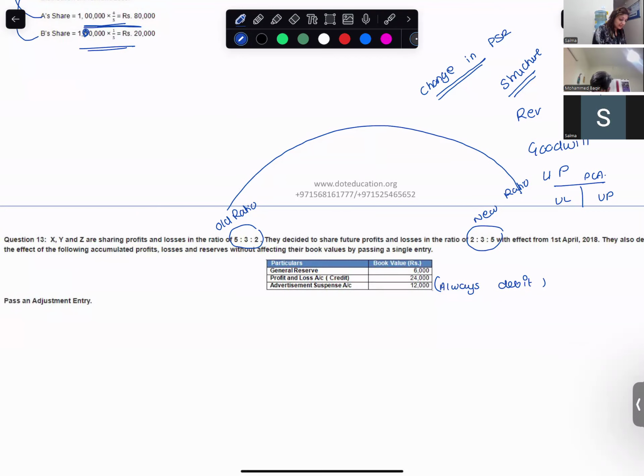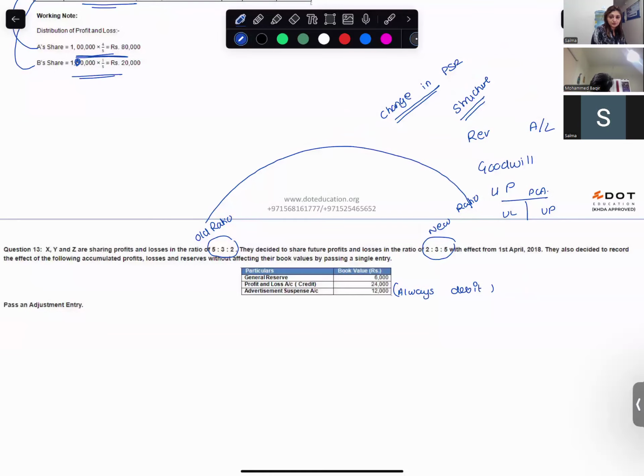Okay. So if nothing is mentioned, what do you do? Just distribute, and in the new balance sheet, nothing will come. However, if they want the accumulated profits and losses to be adjusted without affecting the book value, what do you do? You find the net effect. If it is a positive figure, what would be the journal entry?